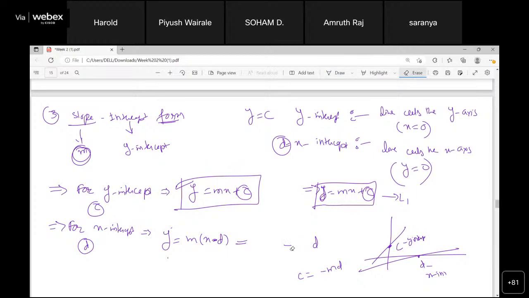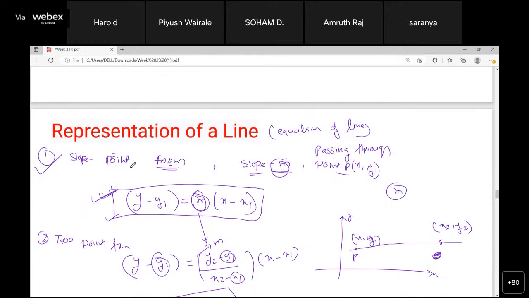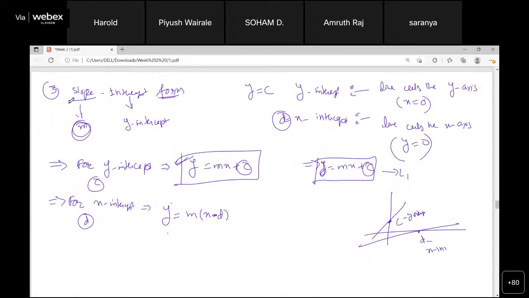But as of now, please remember, if we are given the y-intercept, use y equals mx plus c, and if we are given the x-intercept, use y equals m(x minus d). So these two are the equations for slope-intercept form. We have discussed the slope-point form and two-point form. When the slope and a point are given, you can use that formula; or if two points are given, you can use the other. Basically, both are the same thing if you calculate the slope first. If the y-intercept is given, use this formula. If the x-intercept is given, use that formula.